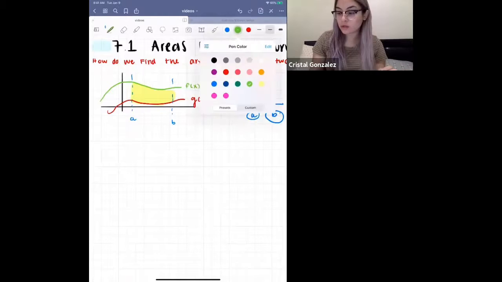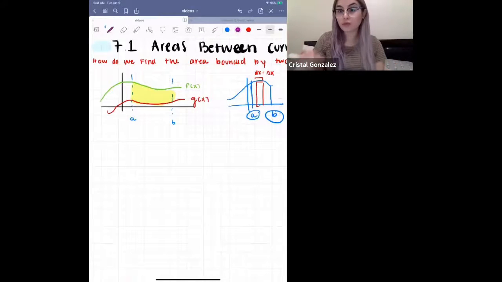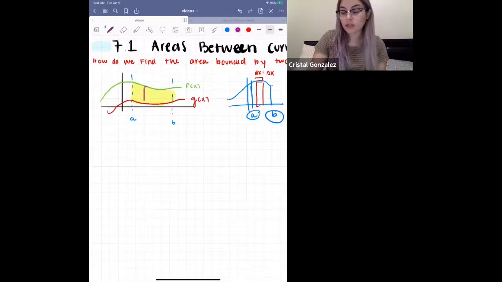We're not going to be evaluating these with Riemann sums, but just to give you the idea: if we were to create little rectangles here, and make them infinitely small, the width of each of these rectangles would be our delta x or our dx. Now we have to consider, what's the height of the rectangle? What's this height here?